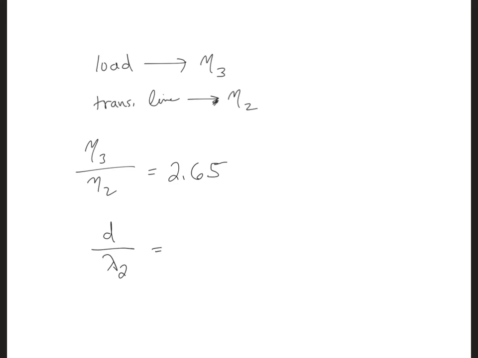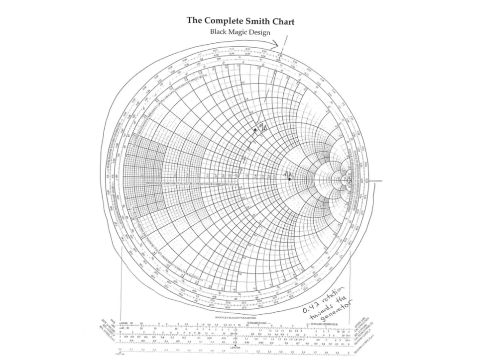So if we plug that in, d in lambda 2, we're going to get 0.4 wavelengths. And in this case, we're at the load, and we're going to be rotating towards the generator 0.4 wavelengths. We're going to call the normalized eta 3 over eta 2 eta A, because it's the input impedance at interface A.